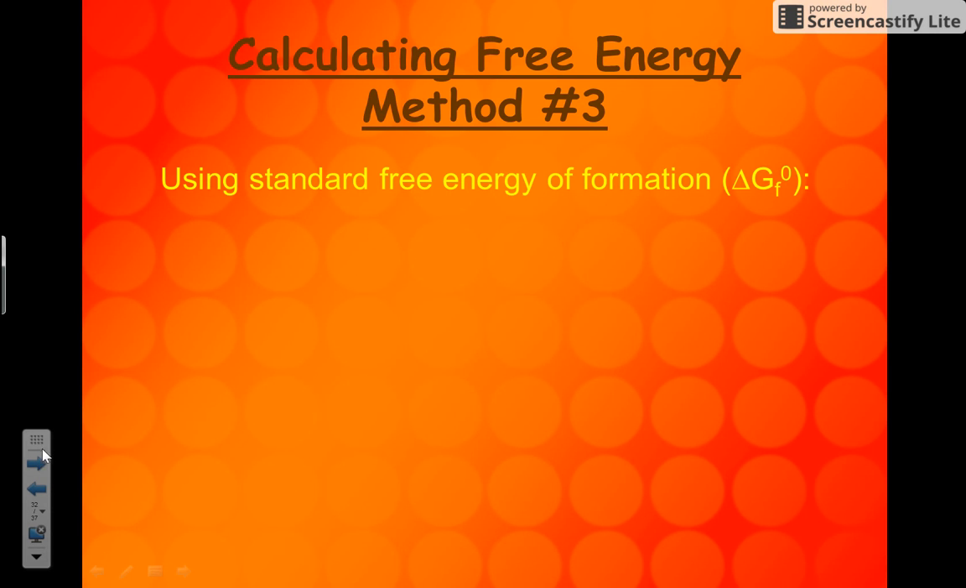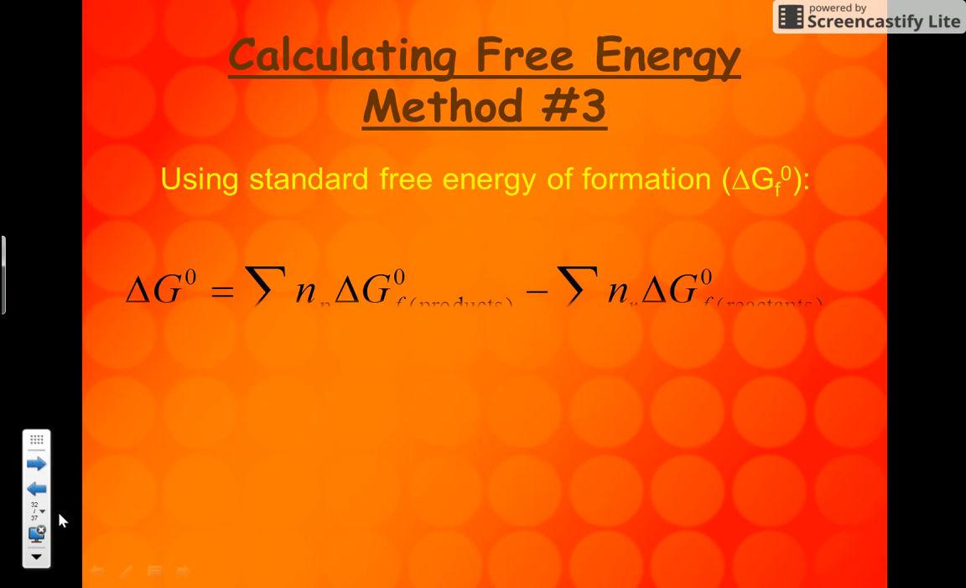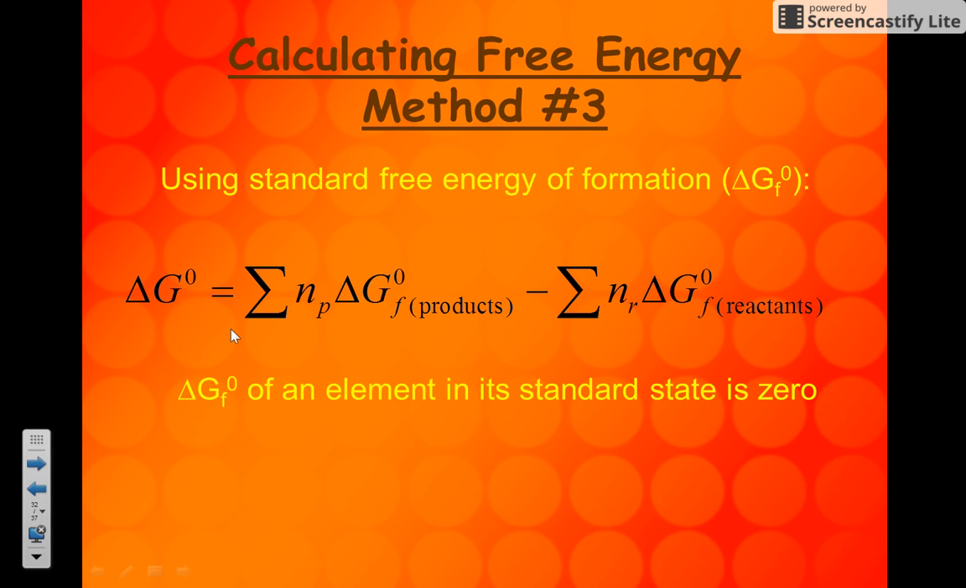All right, the third method of calculating the free energy is using the standard free energy of formation formula, and this should look familiar at this point. Again, the summation formula is what I call it. So it's exactly like the delta H, the standard enthalpy of formation, and the standard entropy of formation formula that we looked at, except it has the free energy here.